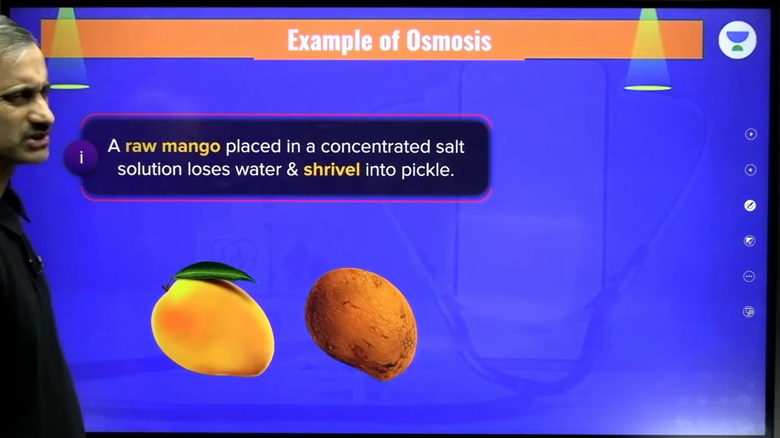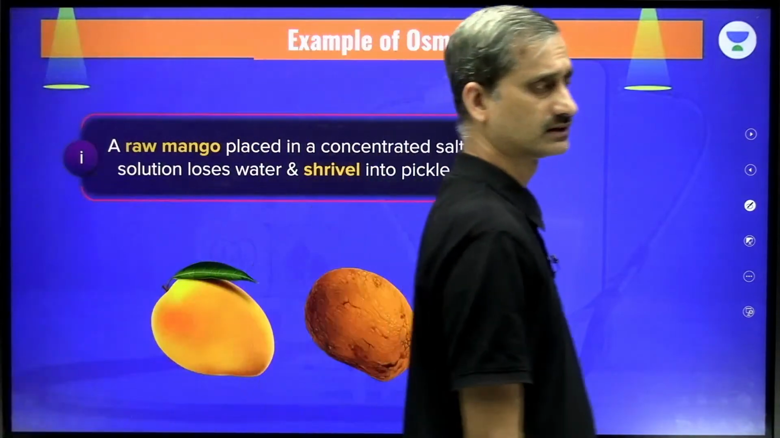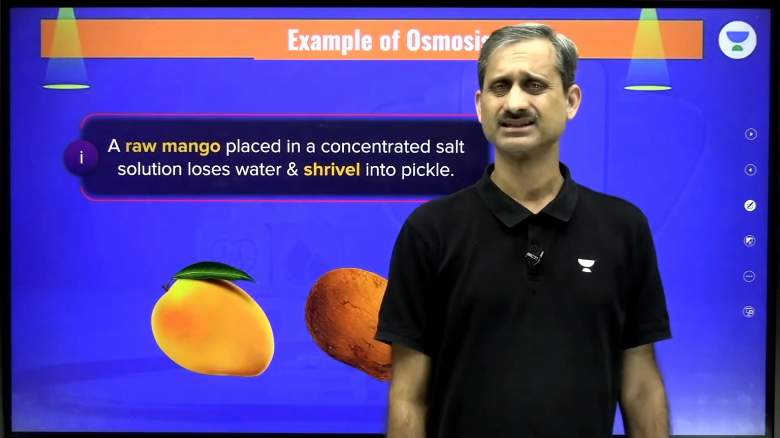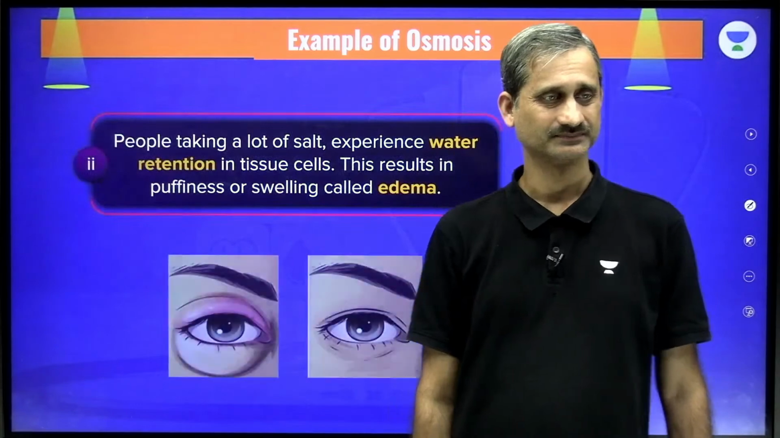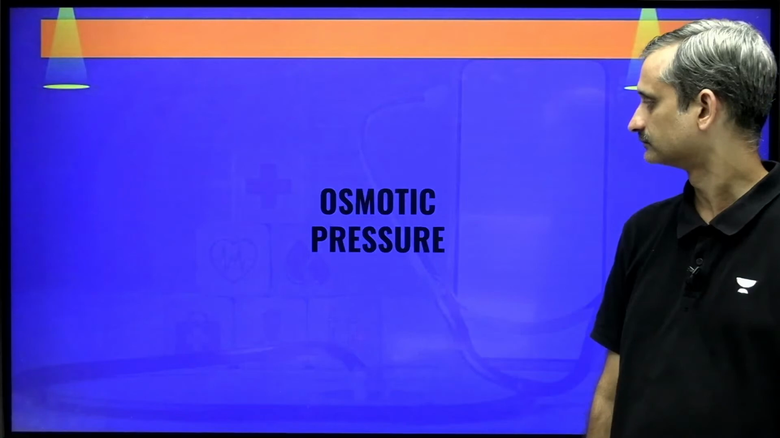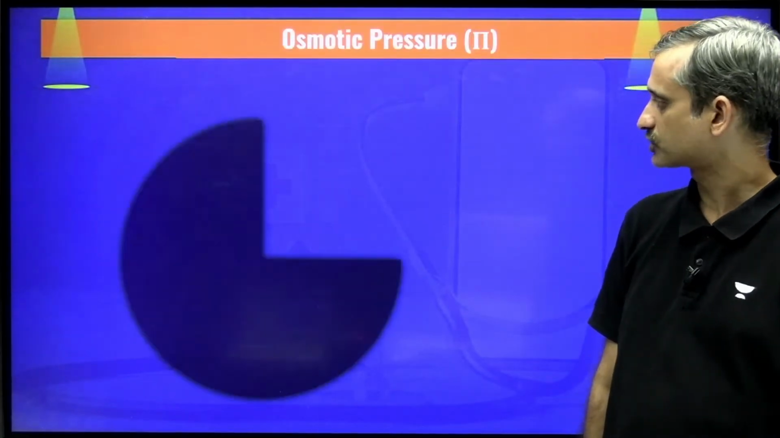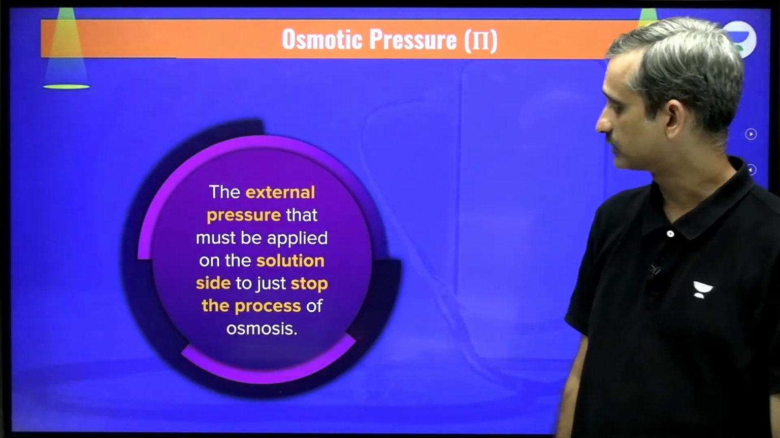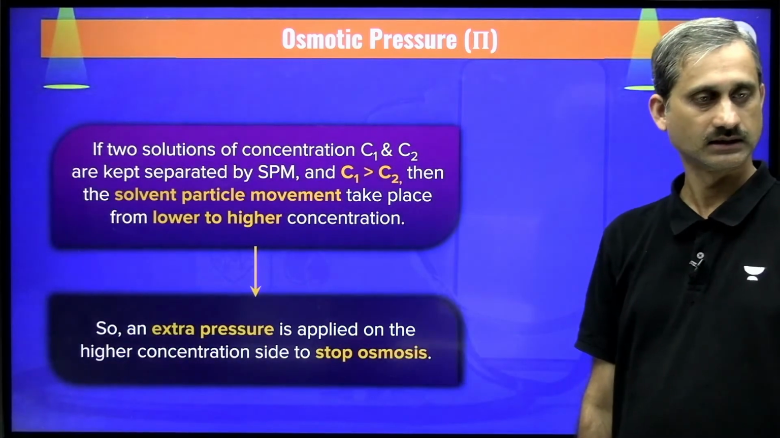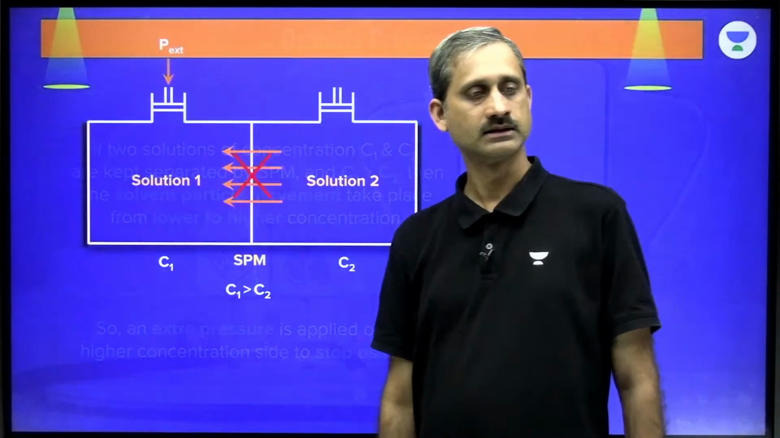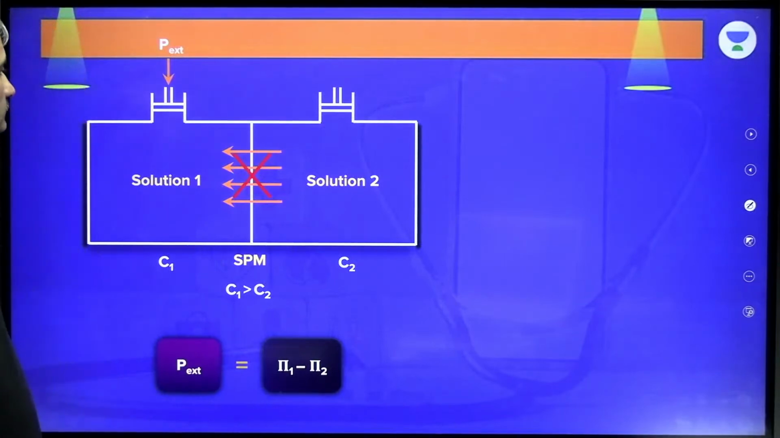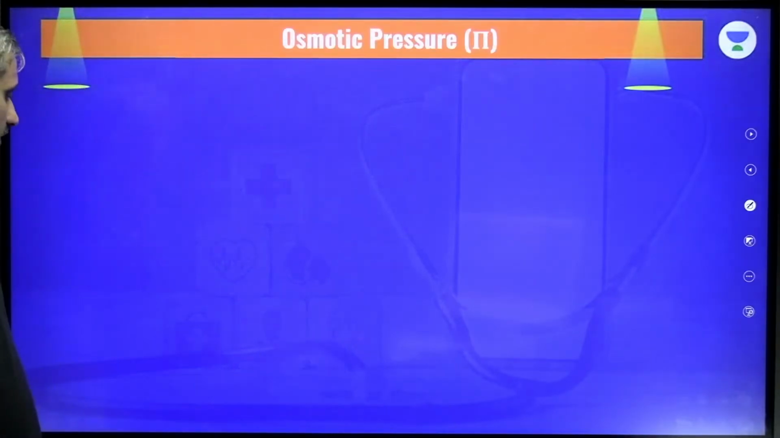There are so many examples of osmosis in our daily life. We talk about pickles, jams, jellies, and so many other things. Okay, so here comes osmotic pressure. Osmotic pressure is the pressure that must be applied to the solution side to just stop the process of osmosis. Clear?